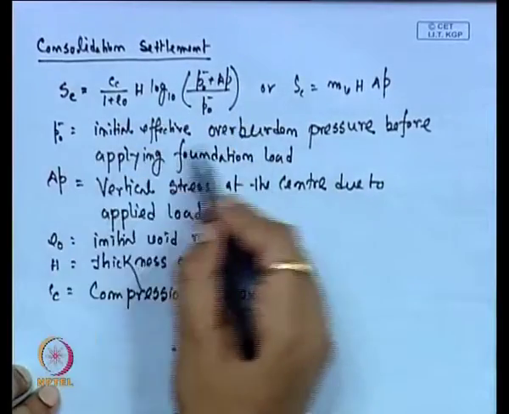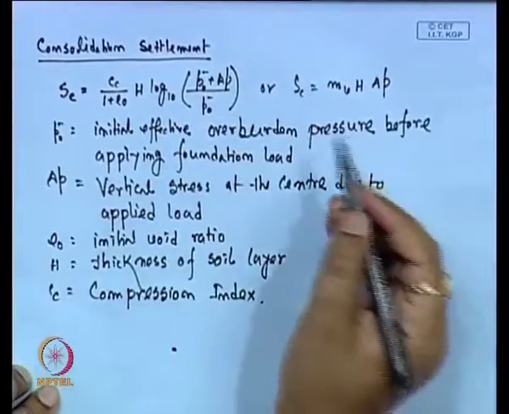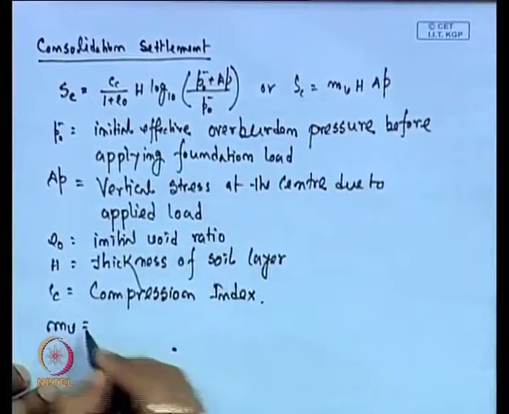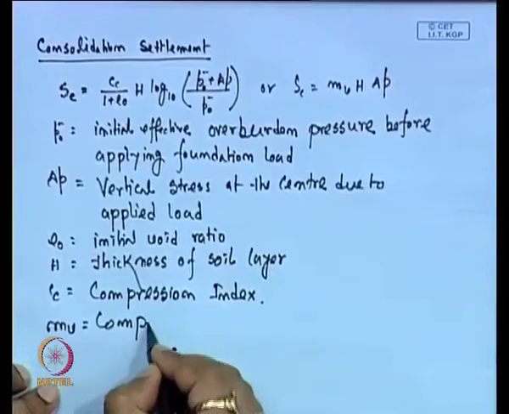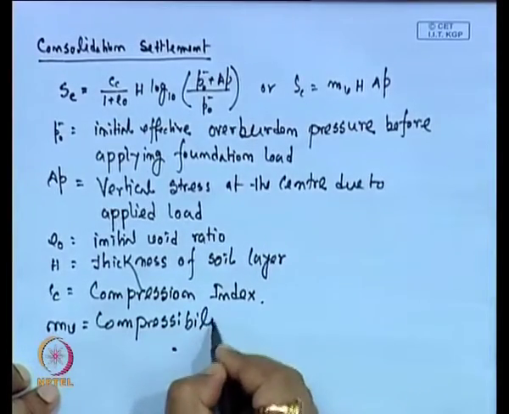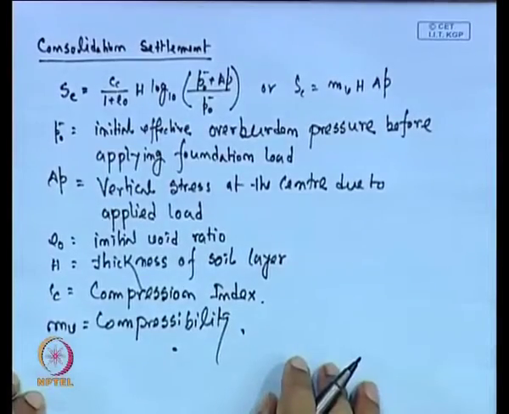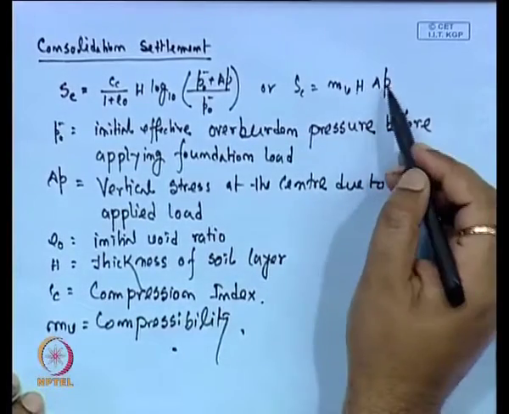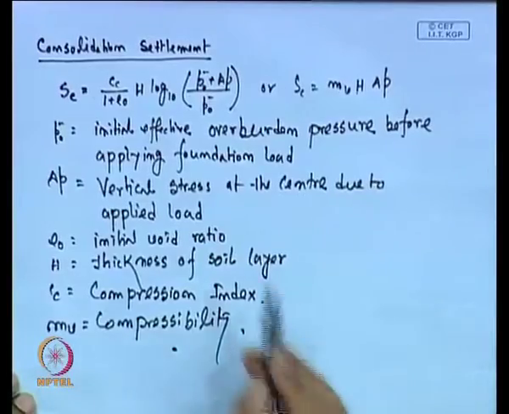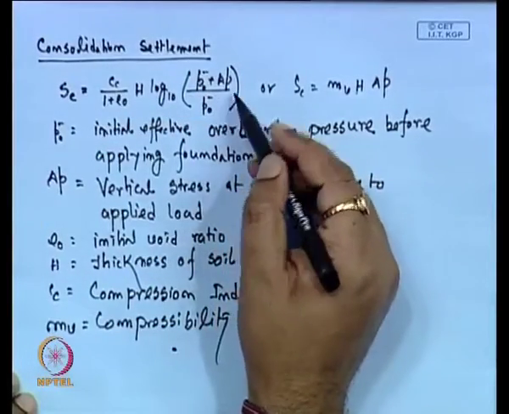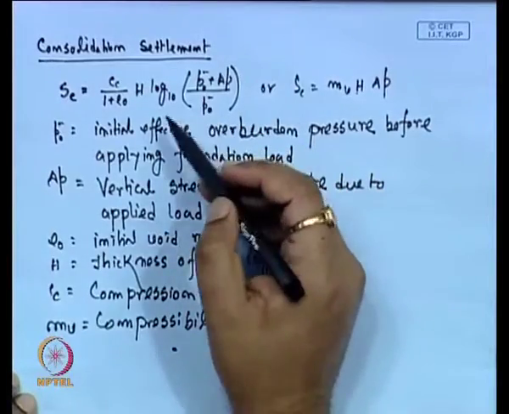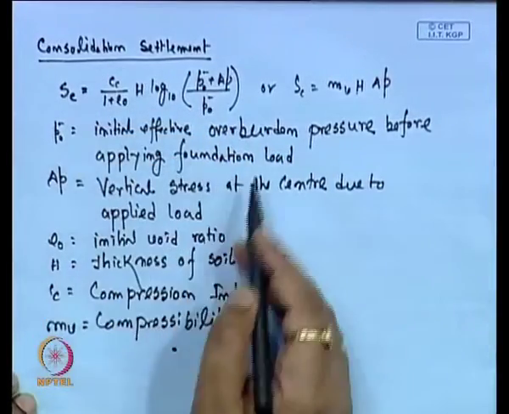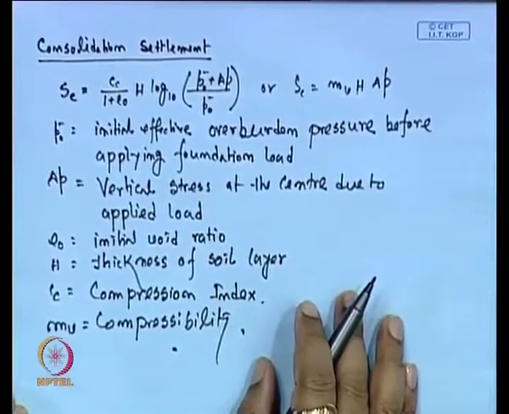So, either we can use this expression to calculate the consolidation settlement, or we can use this other expression, where mv is the compressibility of the soil. Here also H is the thickness of the soil layer and del P is the vertical stress at the center due to the applied load. If it is a single layer, we can calculate this way, or if it is multi layer, then we can calculate the settlement at different points, then sum all the settlements, and we will get the total settlement of the soil layer.